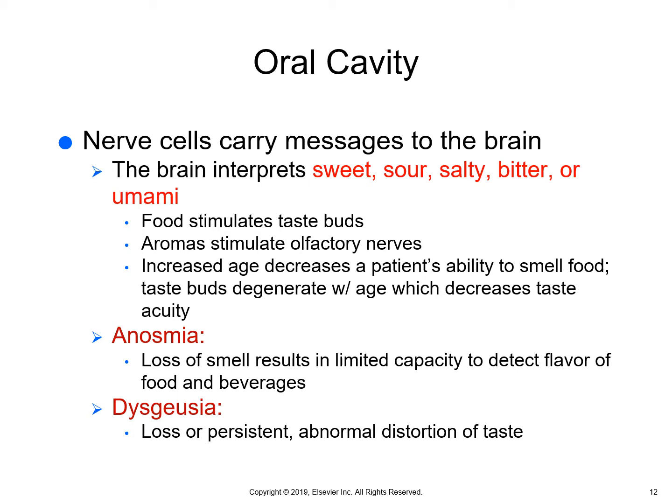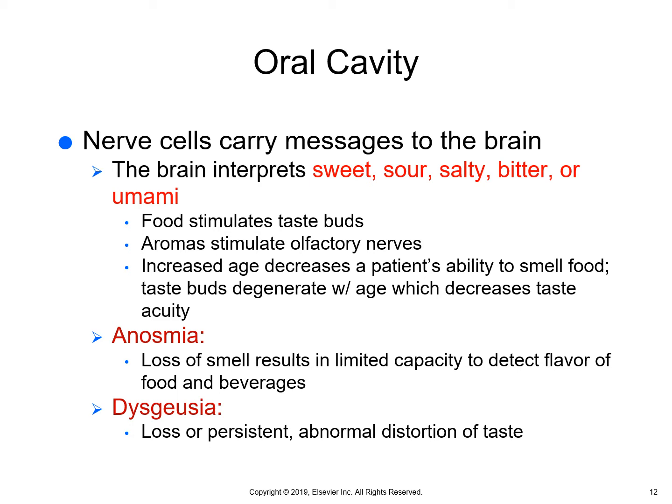Aromas will stimulate the olfactory nerves in our nose. As we get older, that decreases. A patient's ability to smell decreases. A complete loss of smell is anosmia. Gustatory is taste. Sometimes they don't have the taste either, because if you don't have the sense of smell to the extent that you used to, you're not going to taste as much either.